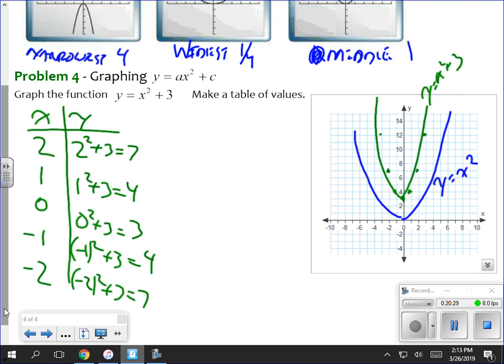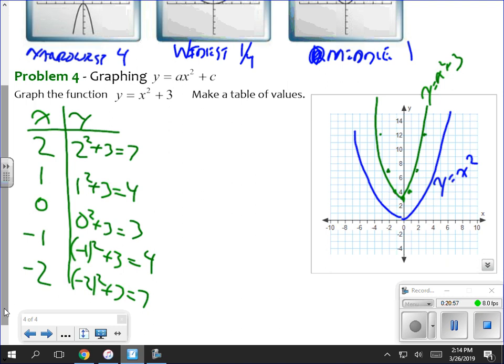Why? I don't get how, even if it's not negative, you still put it on the other side of the graph. Because when you take a negative and square it, what do you get? You get a positive, right? So does that make sense? If I take negative 2 and I square it, what do I get? I get 4. 4 plus 3 is 7. So when x is negative 2, y is 7.